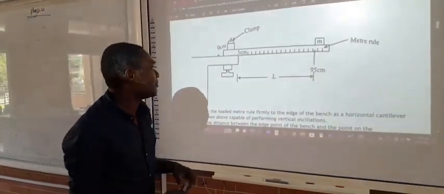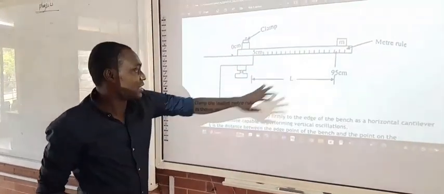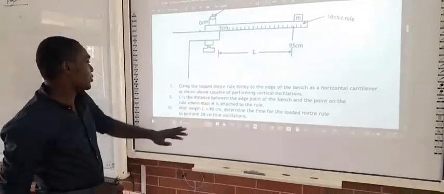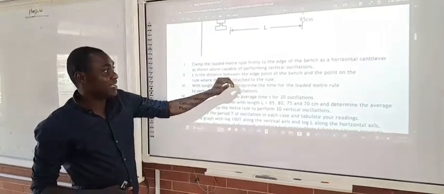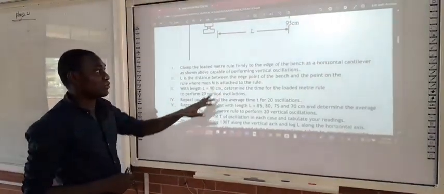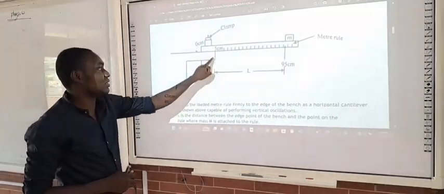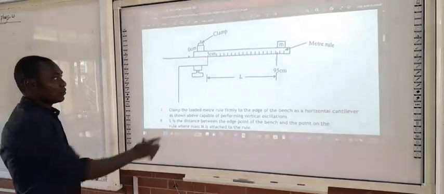You can see that there. And this is clamped at the 5 cm mark. So this is our meter rule. So I'll just read through and describe all of that. L is the distance between the edge point of the bench and the point on the rule where M is attached to the meter rule. So you can see the distance between this and this is L. So you can see that here.